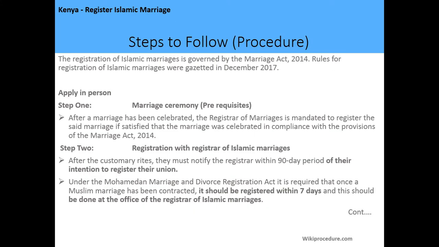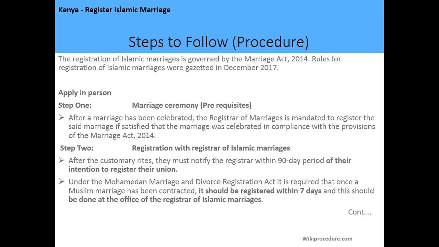So, steps to follow. You need to know that the registration of Islamic marriage is governed by the Marriage Act of 2014, and the rules of registration of Islamic marriages were gazetted in December in the year 2017. One can do the application in person, only in person. The first step is to have the marriage ceremony, which is a prerequisite. After the marriage has been celebrated, the Registrar of Marriages is mandated to register the said marriage if he's satisfied that the marriage was celebrated in compliance with the provisions of the Marriage Act of 2014.